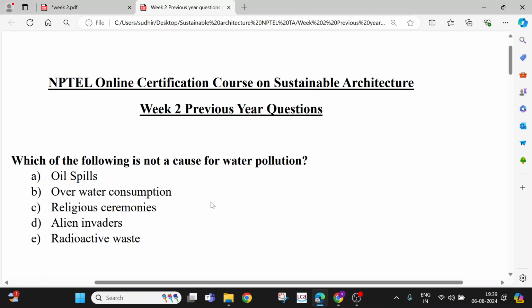So option B, all of you have mentioned. If you see, oil spills, religious ceremonies, alien invaders, and radioactive waste, all these four are direct causes of water pollution. But over water consumption, option B, does not directly pollute the water. Over water consumption can lead to water scarcity and impact water availability, but it is not a source of pollutant that contaminates water bodies. It leads to scarcity. I hope now it is clear to all of you.